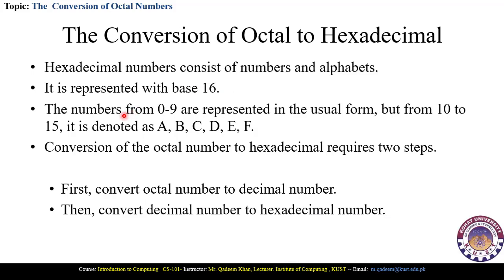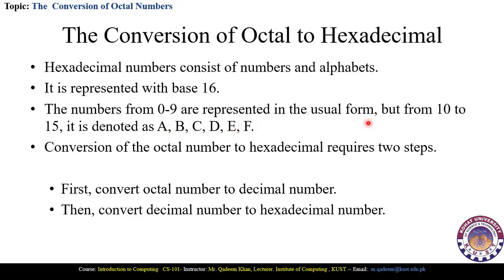Now look at how we can represent the hexadecimal number system. All the hexadecimal number systems have the numbers from 0 to 9, and these are represented in visual forms, but after 9 there is no 10 to 15, and it is denoted as A, B, C, D, E, F. So we will not use 10, 11, 12, 13, 14, 15. We will use just A, B, C, D, E, F.